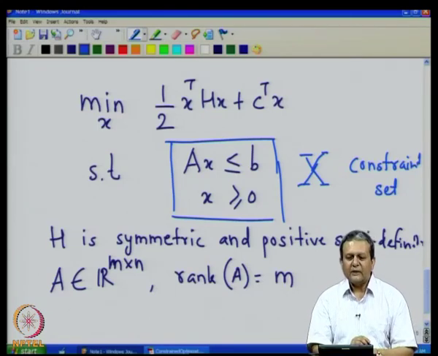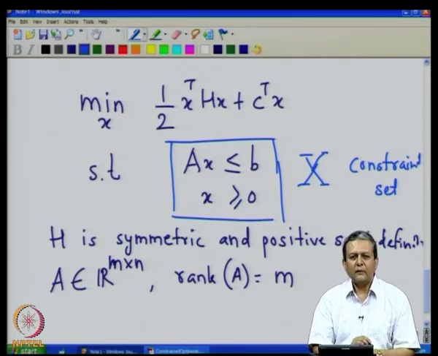You will see that lots of problems that we come across in practice are constraint optimization problems, and therefore it is important to study the nature of the solution of these constraint optimization problems as well as some algorithms to solve them. In the next few lectures, we are going to concentrate more on constraint optimization problems, the nature of the solution, and how one gets the solution.